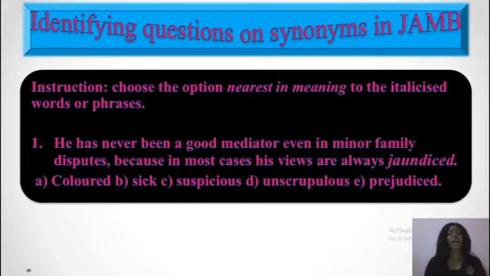The next option we have here, which is option C, is suspicious. Suspicious does not go in any way. It doesn't. The next option here, which is option D, is unscrupulous. Unscrupulous, that also does not go. Now let's look at the next option, which is prejudice. What is prejudice? What does it mean?